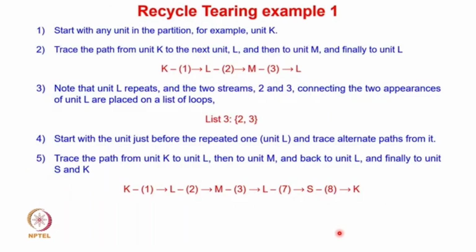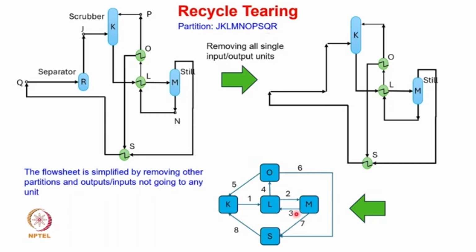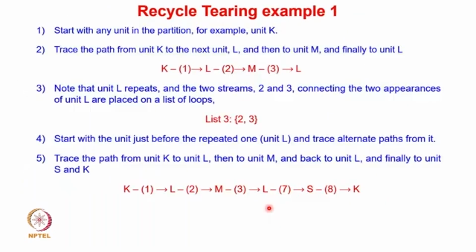So now in this case again a simple algorithm is there. We start with any unit in the partition. For example, let's say unit K. We can take a unit K. From unit K then we have to go in the forward direction. So from K the only output is going to L, and from L it is going to M, and again from M it is coming back to L. So you can see that K to L, L to M, and M to L, and in between what is the stream number that is represented here.